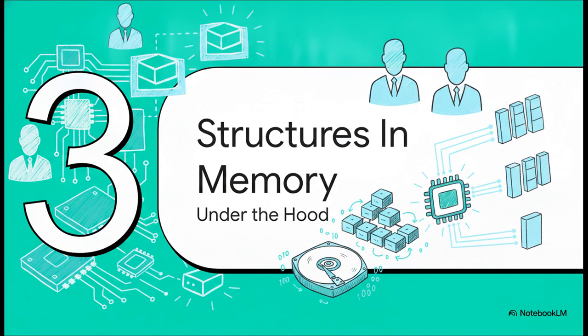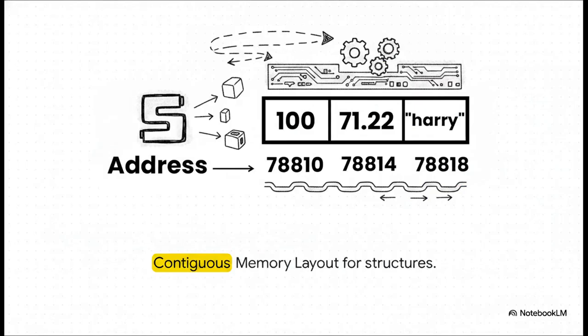Section 3. Structures in memory. Let's look under the hood for a second. How does the computer actually store all this mixed data on the hardware level? Well, what makes structures so incredibly efficient is their memory layout. Just like arrays, structures are stored in contiguous, back-to-back memory locations. So, say the integer 100 starts at memory address 78810. Because an integer takes 4 bytes, the float 71.22 takes the very next block, starting exactly at 78814. And the string follows right after that at 78818. They're tightly packed into one continuous block.